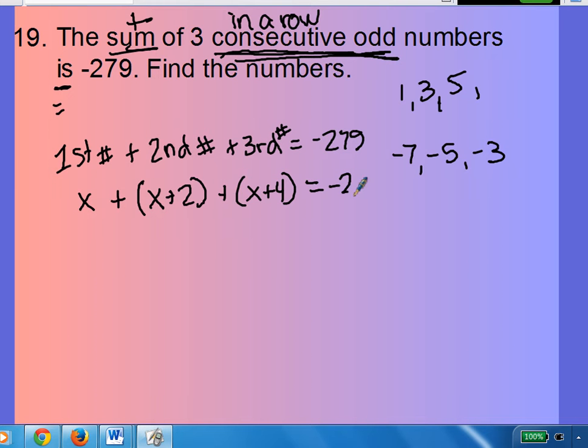Okay, and then we're going to do combining like terms. So you're going to distribute that positive 1 there. Okay, so that's pretty easy. You have x plus 2 plus x plus 4.